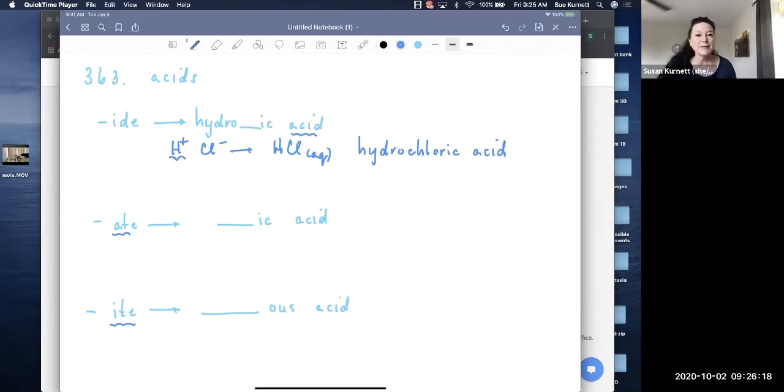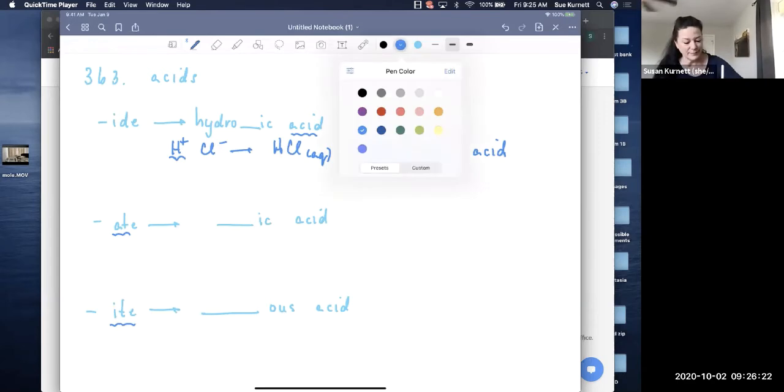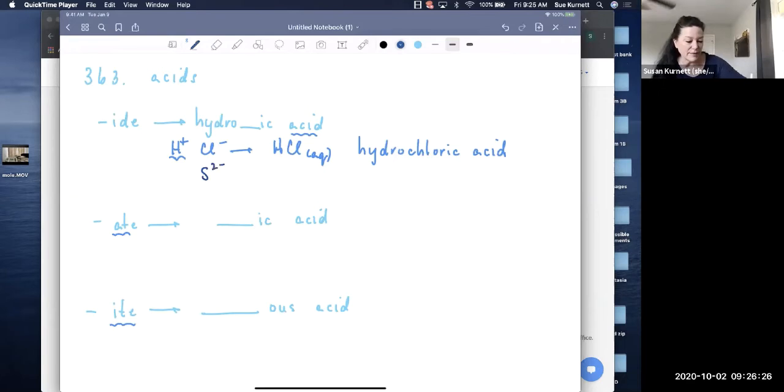And sometimes they're not going to sound right. If I have sulfide and we add enough hydrogens to make it into a compound, we end up with H2S, but now it's been bubbled through water, so we're going to name it as an acid. It's called hydrosulfuric acid, and that probably doesn't sound right. Why doesn't that sound right?